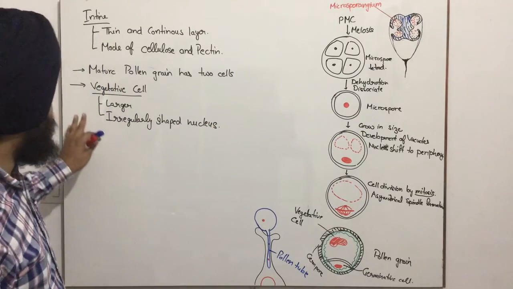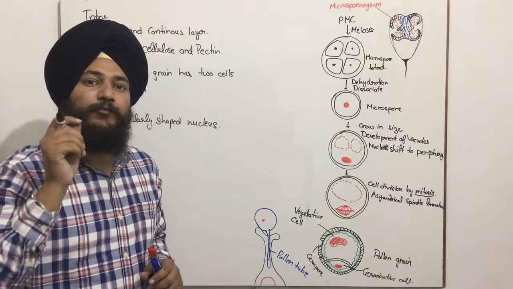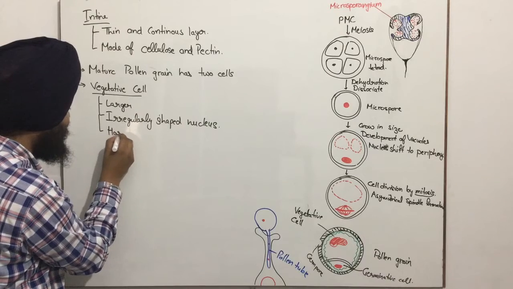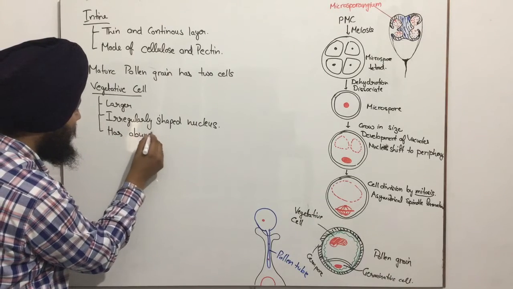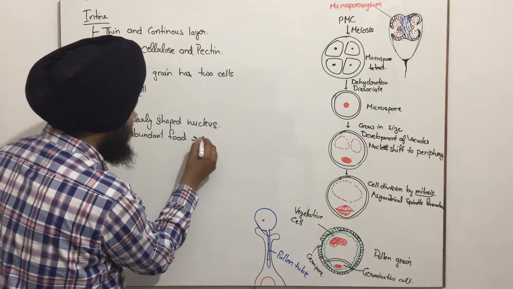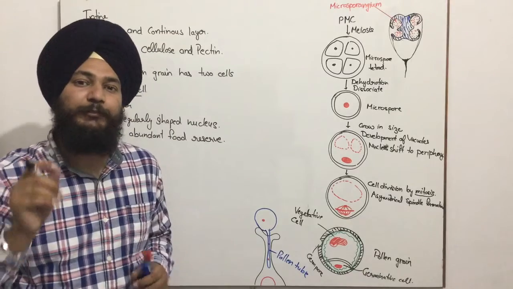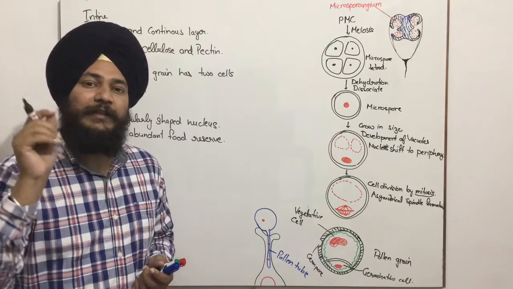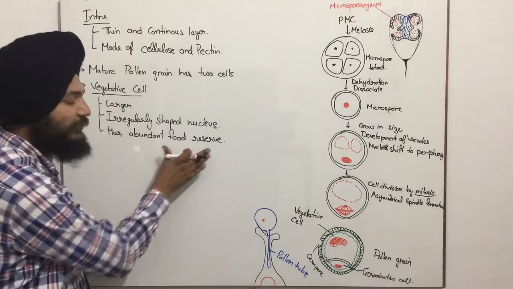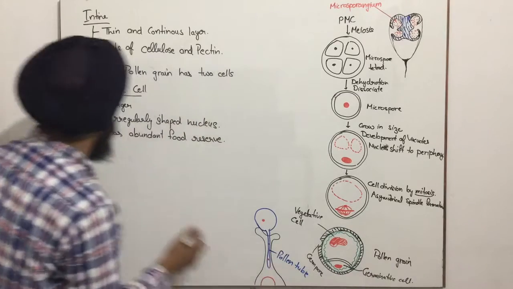And now the vegetative cell is also filled up with food. Okay, so it has abundant food reserve. So it supports the survival of the male gametes till they reach the female gamete for the fertilization with the help of this reserve food. Okay, and next we have the germinative cell.